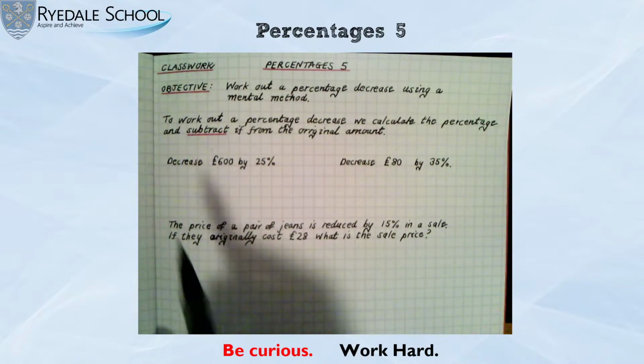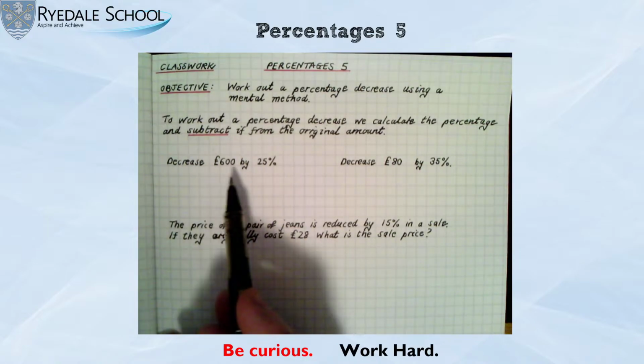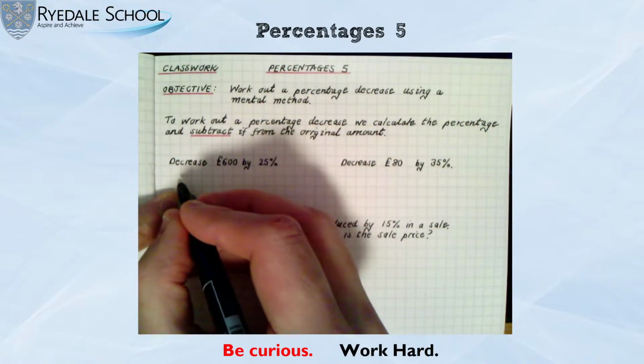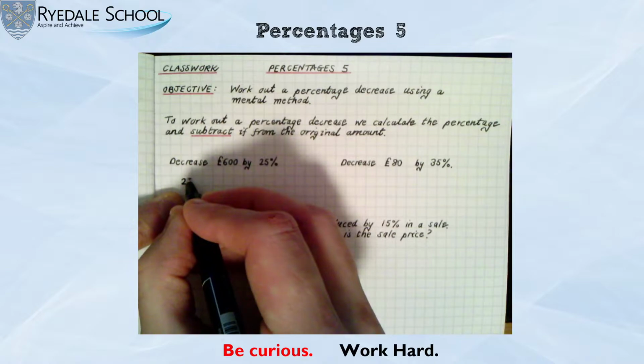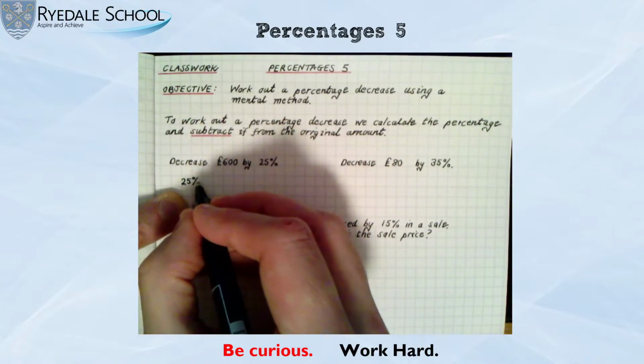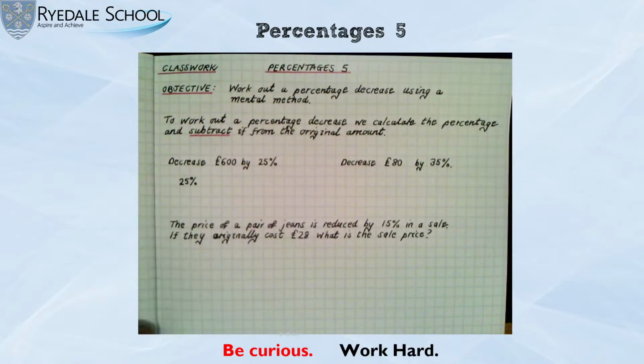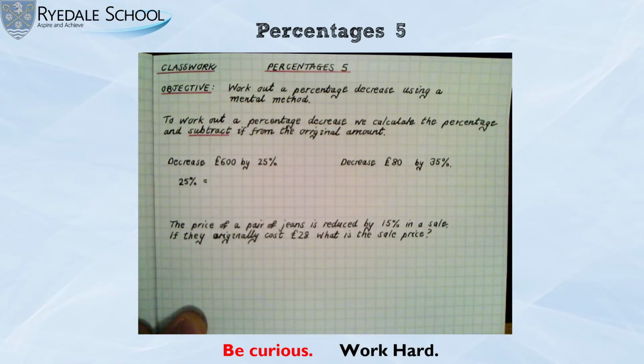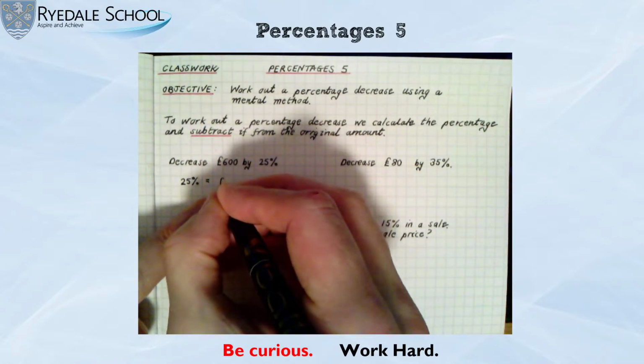So my first example, we are going to decrease £600 by 25%. So I'm going to use my 25% building block, and I'm going to start by working out 25% of £600. And remember, to find 25% using our mental method, we halve it and we halve again. So half of 600 is 300, half again is 150.